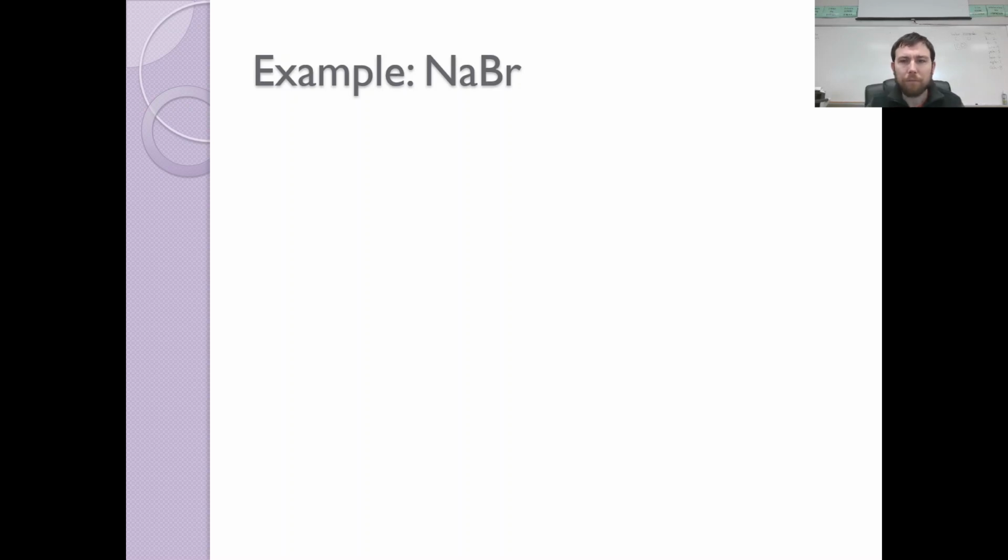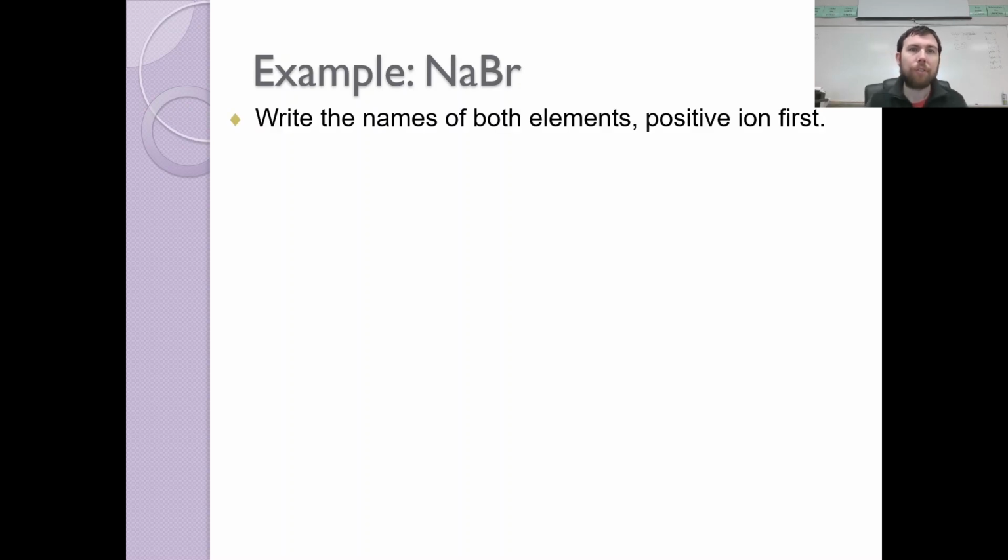Okay, and if that's our first example, we're going to keep our steps in mind. So the first step is we need to write the names of both elements first. Well, in order to do that, it might be helpful first for us to just identify. Notice that there's going to be a split. We want to split the positive and negative ions in half. So there's the Na portion and the Br portion. This is where having a periodic table is going to be extremely beneficial.